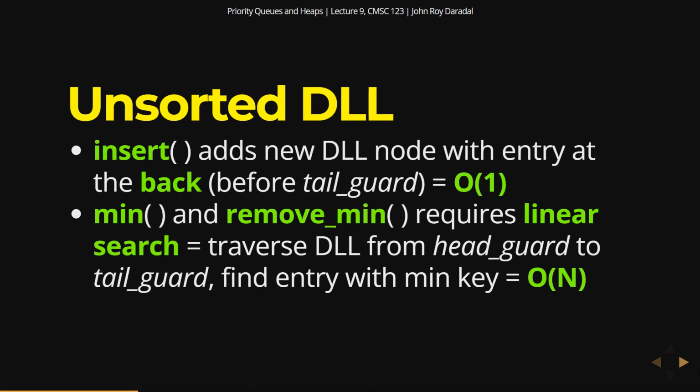So you need to inspect each entry. So is this the minimum? And then you keep track of the current minimum, until you reach the end of the DLL, and then whatever current minimum you have by then, that would be the actual minimum key. Okay, so since it requires traversal from head to tail, that is linear search, then it will take you O of n time. Okay, so that is the downside. Since you did not sort it, then you will have to look for the actual min key, right? So that's why it takes O of n. Okay, so that is unsorted DLL.